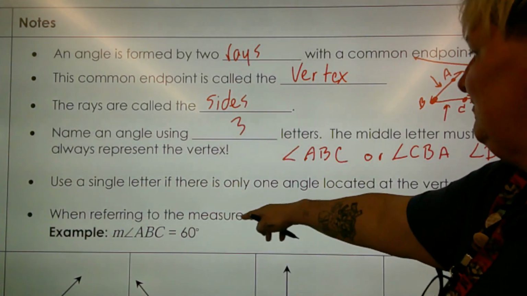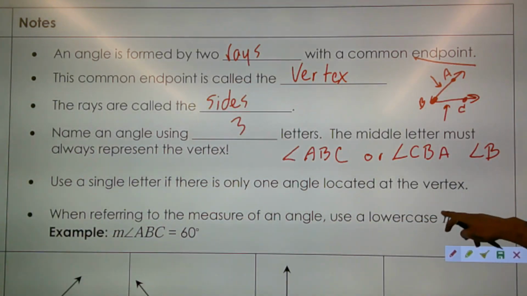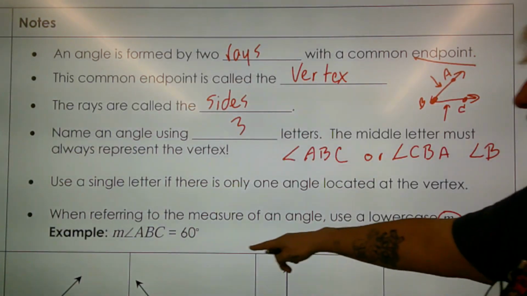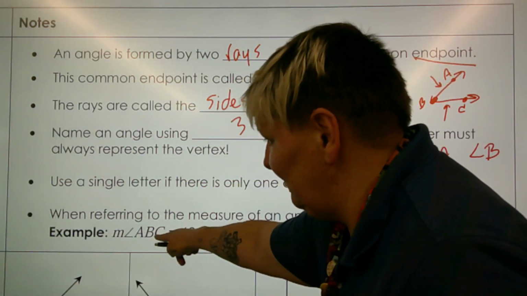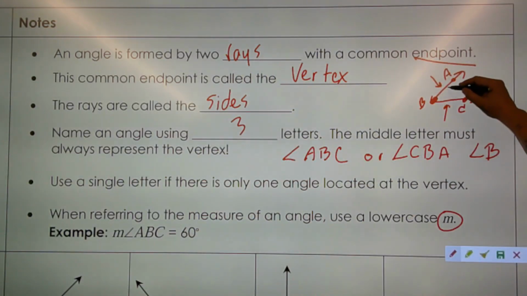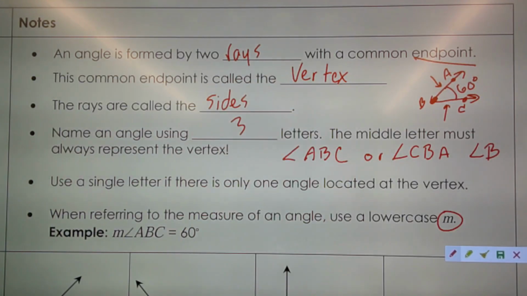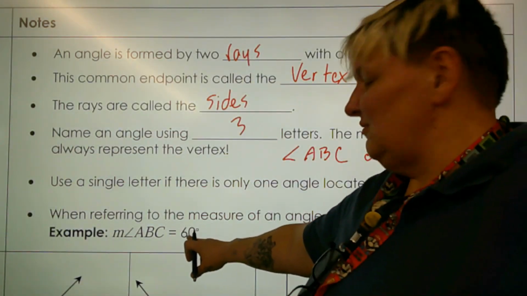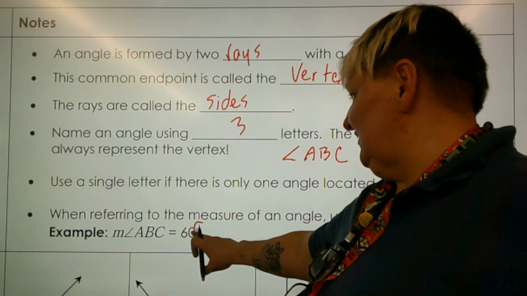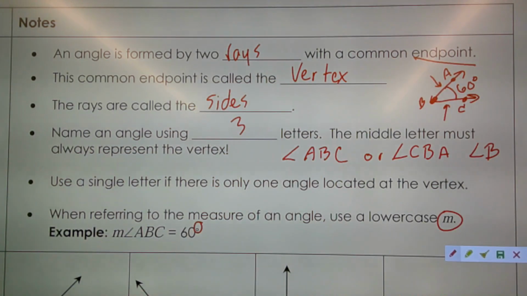When referring to the measure of an angle, use a lowercase m. For example, the measure of angle ABC is 60. They're saying that this in between is 60. Right? Angles are measured in degrees. That's what that little symbol is there at the end.